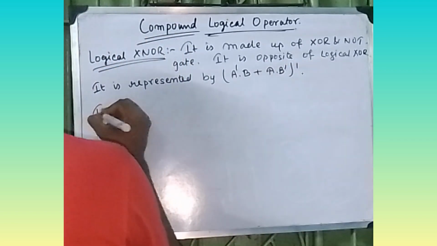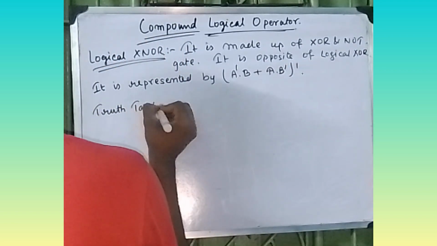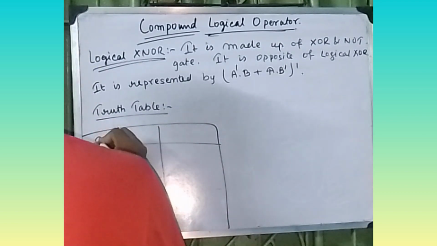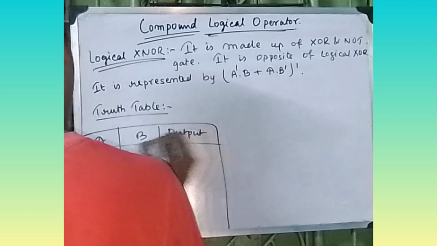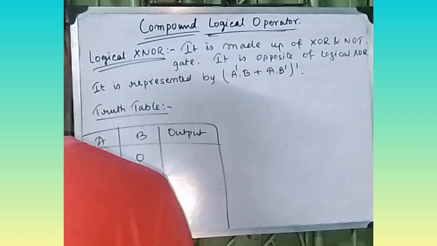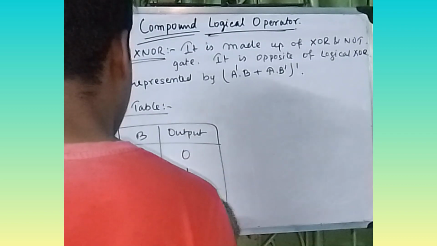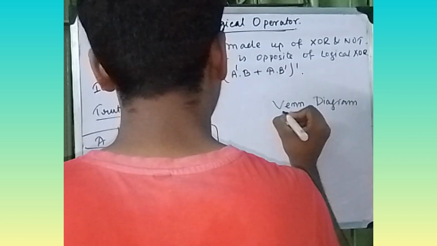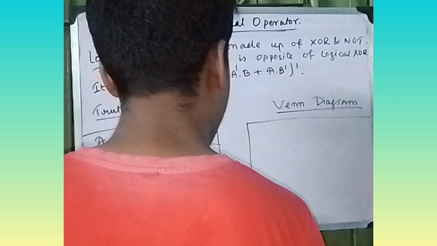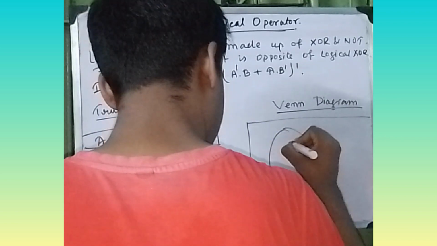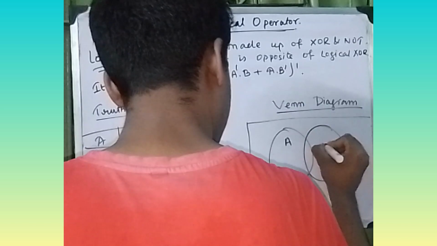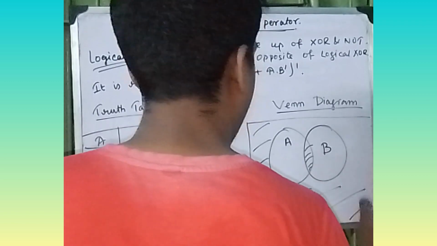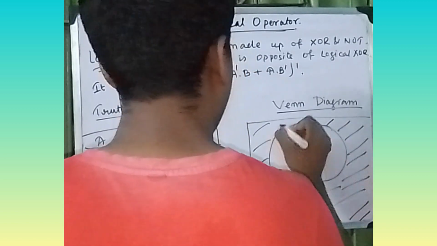To understand this particular gate more deeply, we will draw a truth table along with a Venn diagram. In the truth table, we will follow the same pattern of using 3 columns, where we will mark the following as A, B and output, and mark the following as 0 0 1, 0 1 0, 1 0 0 and 1 1 1, and represent the Venn diagram by taking 2 sets A and B and marking the positive side of this particular gate.